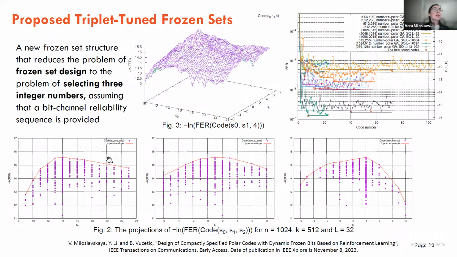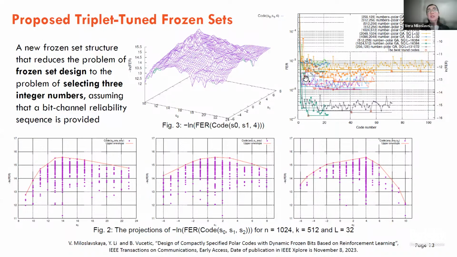And then the polar code design problem would be reduced to finding values of just 3 integers. And we can perform optimization relatively easily. For example, in this picture, the optimal solution will be in the top somewhere here, the global optimum. And there are some local optima. Nevertheless, the whole surface is relatively smooth.